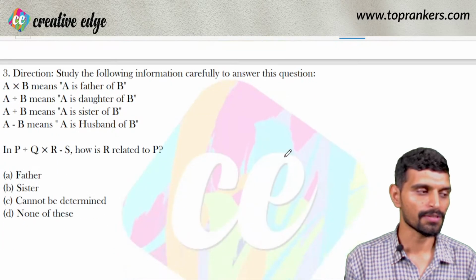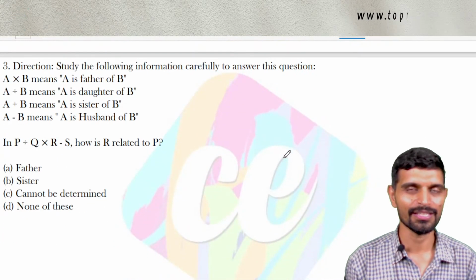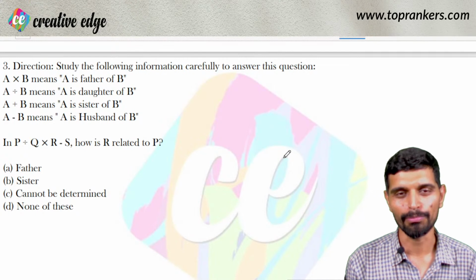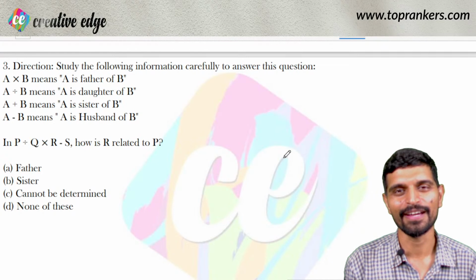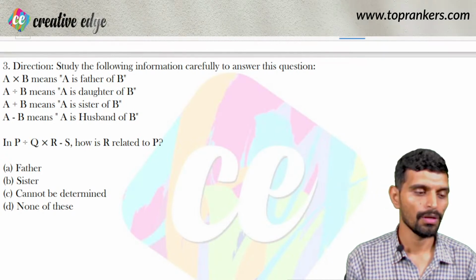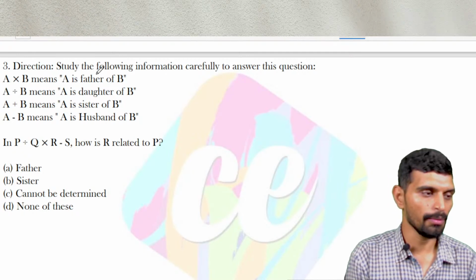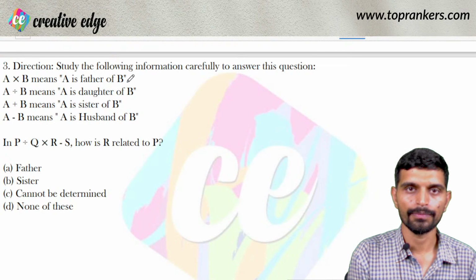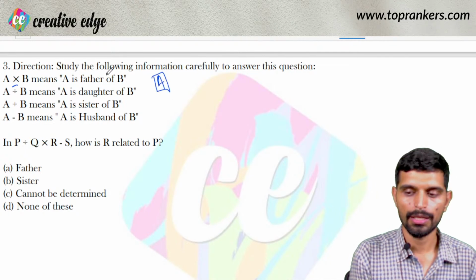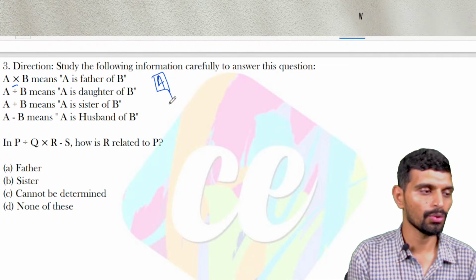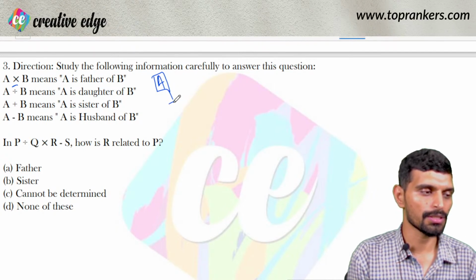So let's see the next one. This variety generally troubles most of the students. A cross B represents A is father of B, which means the person before the cross sign is father to the person after this cross sign.